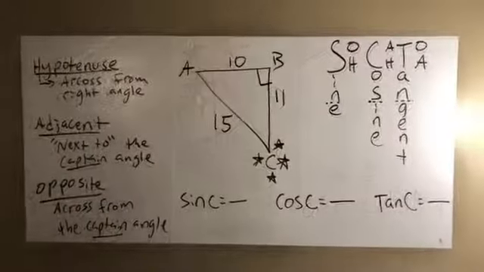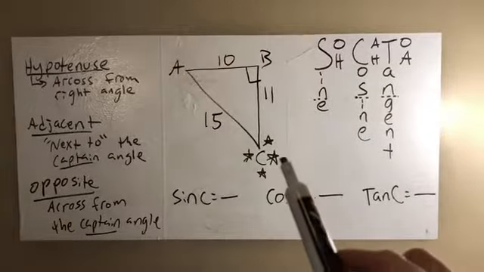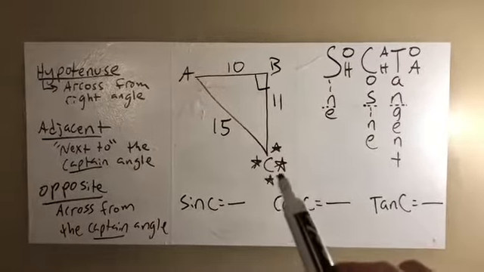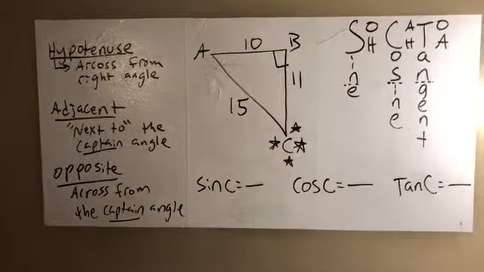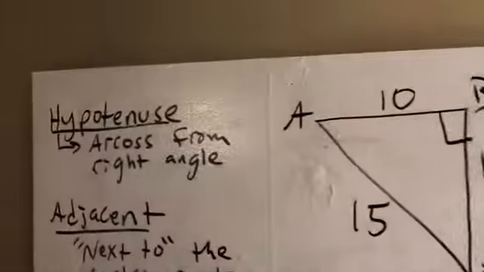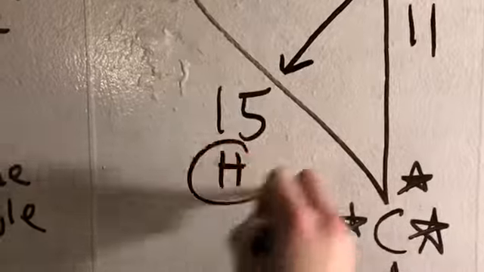Let's label up one more. So you always first need to find the captain angle. In this case, I told you the captain angle is C. And now we need to label the sides: hypotenuse, adjacent, opposite. The hypotenuse is always across from the right angle. So if I find that box, it's going to point over to the hypotenuse.